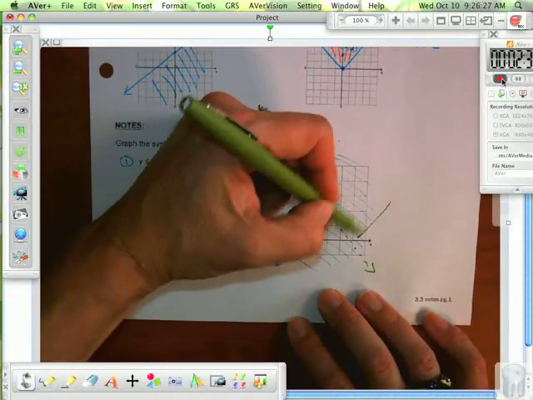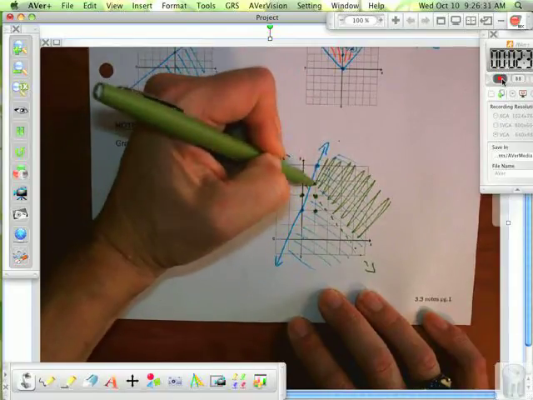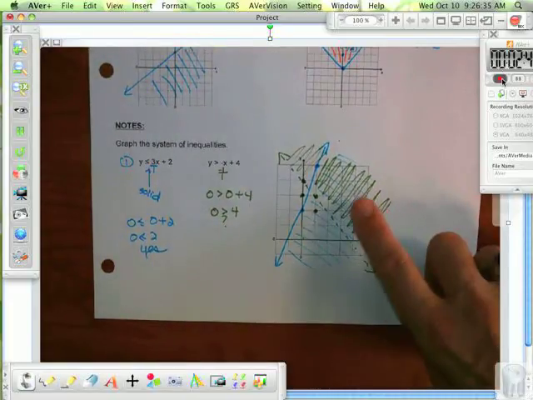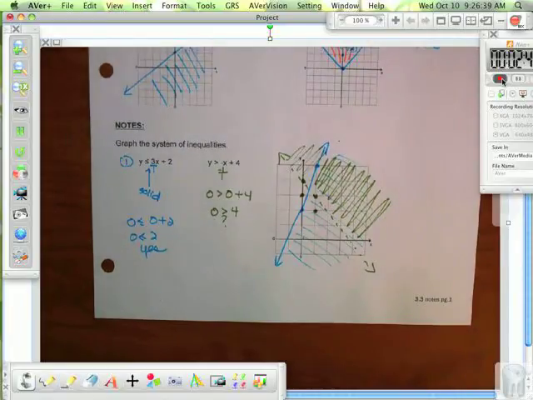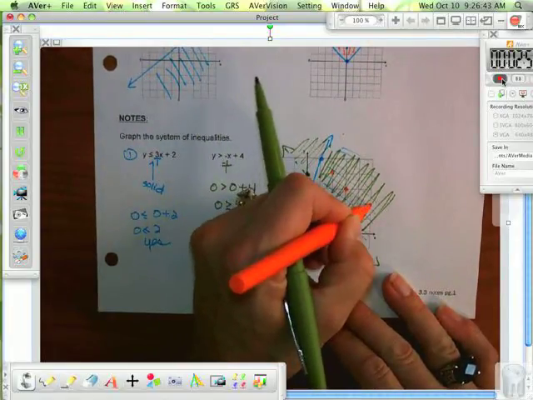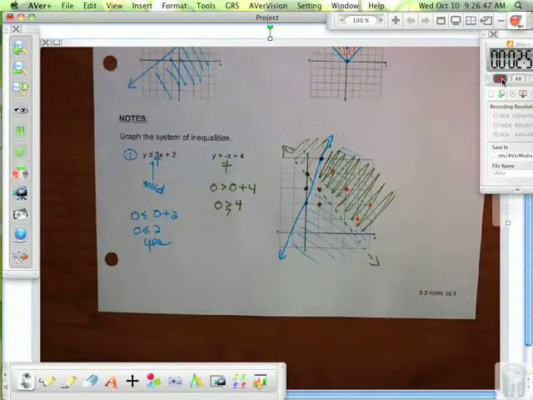Okay, so really all you're looking for is the overlapping part. So if you shade the whole thing, that's fine, but your solution set is where both colors are. So that means that any point in this area here, any point, would make both those inequalities true. Got it? Do you remember this? Okay, turn it over.